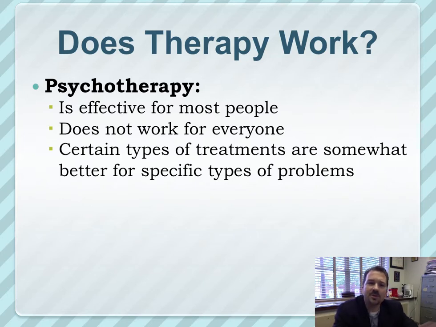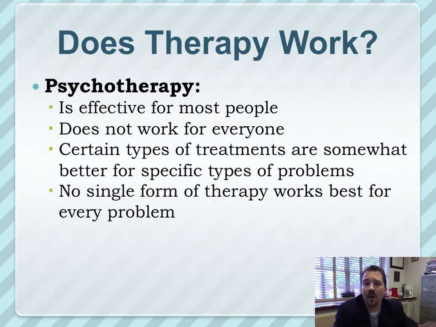Certain types of treatments are somewhat better for specific types of problems. Okay, for example, the psychodynamic approach can help if there are clear childhood issues involved. The CBT, cognitive behavioral approach, can be helpful for a variety of anxiety issues. There's no single form of therapy that works best for every problem. It's really going to depend on the problem, depend on the person, the patient, the client, and the therapist, and how they get along, and so forth.